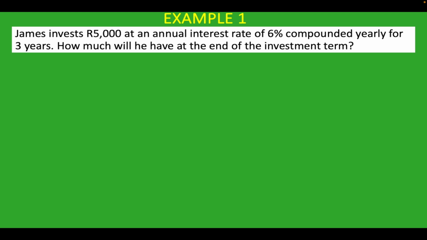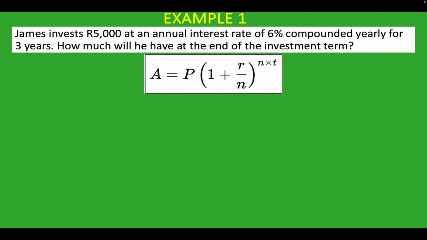Here's our first example. James invests 5,000 Rand at an annual interest rate of 6% compounded yearly for 3 years, how much will he have at the end of the investment term? Well, let's bring up our formula once more. Here we go. A, what is our A there? That is the future value, including, of course, the interest. So that is what they want us to calculate. How much will he have at the end of the investment term?